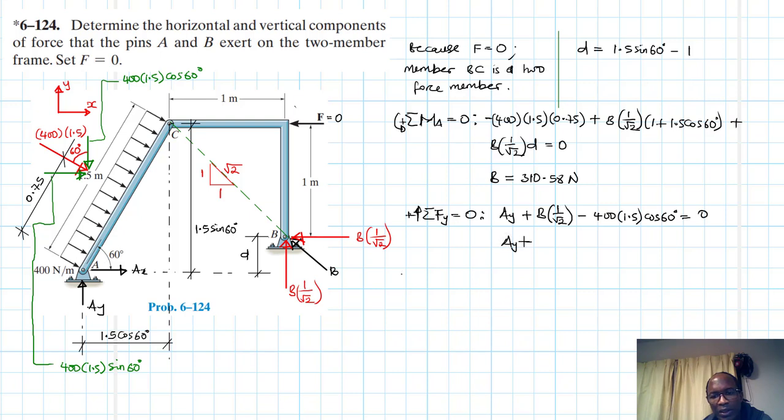And therefore our AY is just going to be equal to, let's work it out. Mind you, we've already found what B is, so you can just plug it in there. So we have 310.58 divided by root 2, minus 400 by 1.5 cos 60. So AY is equal to 80.39 newtons. Of course it is in the same direction, going up. And this B is going in this direction like so, which is 45 degrees.